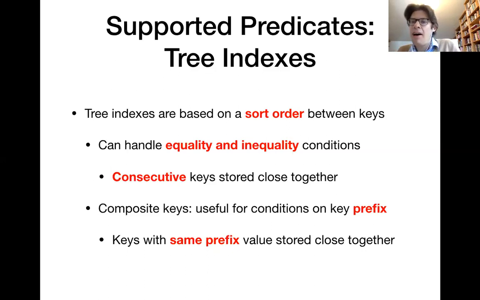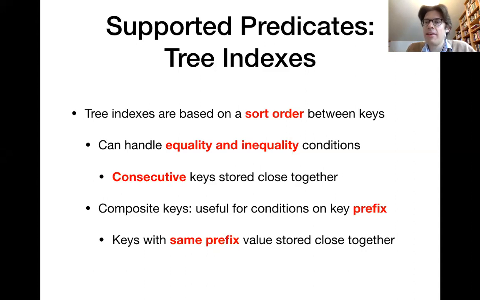If the key is a composite of multiple columns and I sort by it, then it means that those entries which have the same or similar values in a prefix of the key columns are still stored close together. And that is why I can use those tree indexes also in order to treat predicates that refer to a prefix of the composite key columns.